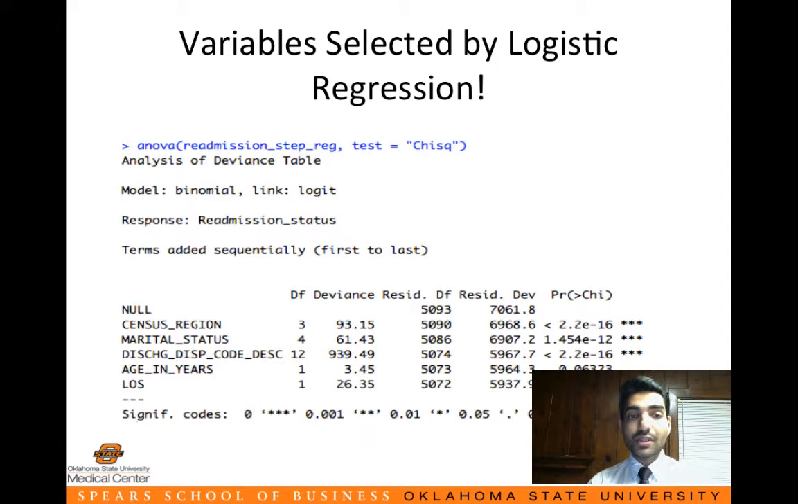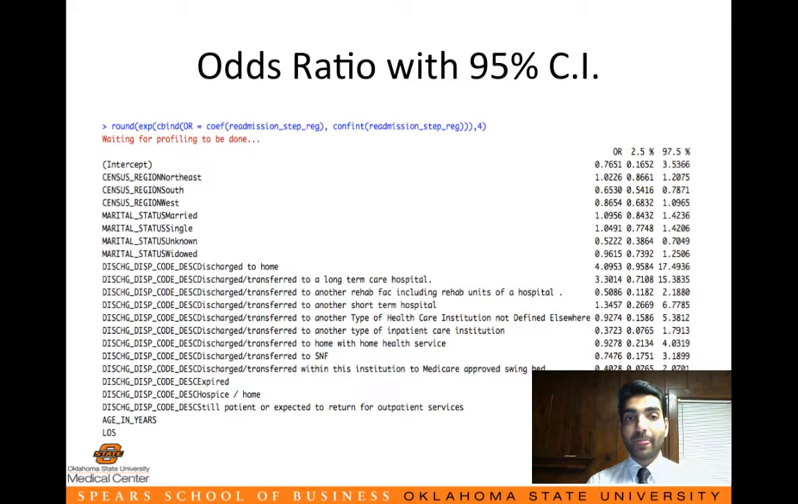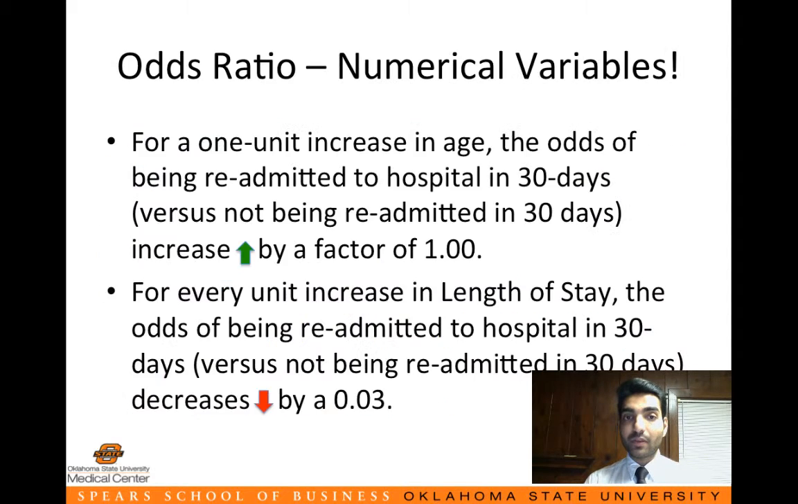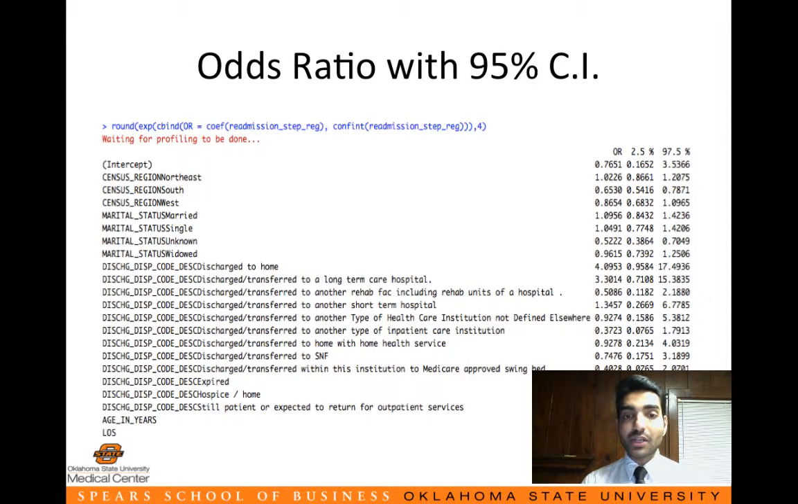On the screen it shows the ANOVA results for the most significant variables found by the model. The first important variable is census region, followed by marital status, discharge location, age in years, and length of stay. So overall we can say that the model found these variables to be statistically significant at a 95% confidence level. These are the odds ratios with 95% confidence intervals for each of the levels of the categorical variable. Let's go ahead and discuss these odds ratios in detail.